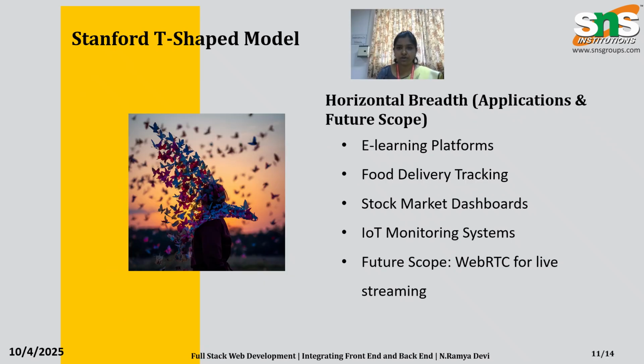And in horizontal breadth, we can have e-learning platforms, food delivery tracking, stock market dashboards, and we have to learn about IoT monitoring systems, and also WebRTC for live streaming.